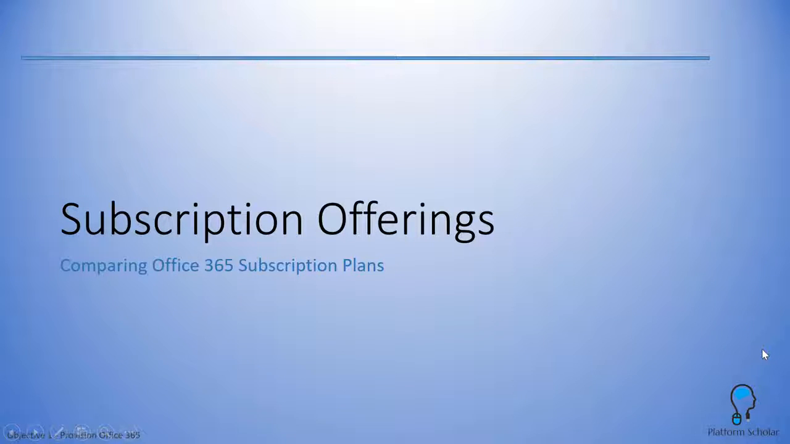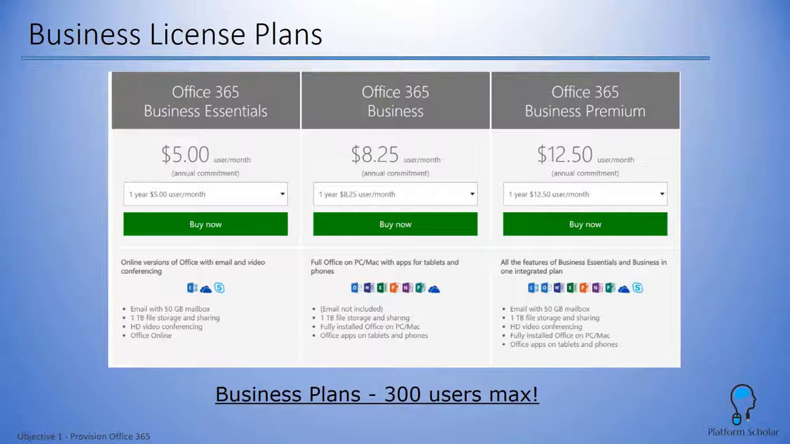Before we get into the actual exam topics, I think it'll be helpful to discuss the current subscription offerings from Office 365. First, we'll look at the small business plans, and these are meant for SMB or small to medium-sized businesses. You can have as few as one of these licenses, but an organization can't have more than 300 of them combined. So if you had 100 Business Essential licenses, you could only have another 200 of Business Premium.